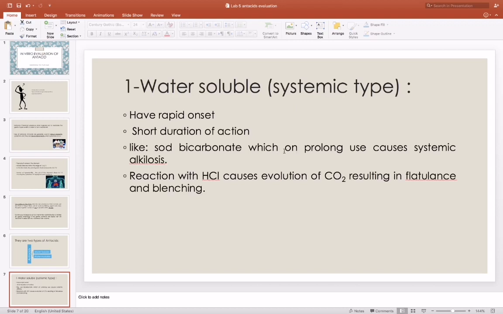لذلك لازم ينوخذ إلها caution بحالات الhypertension والأديمة والheart failure. They are not recommended in this type of disease. So we have to switch to another type of antacids. والشغلة الأخيرة أنه هي bleaching and flatulence associated with CO2 evolution upon the reaction with HCl. هذا فيما يتعلق بالwater soluble antacids.